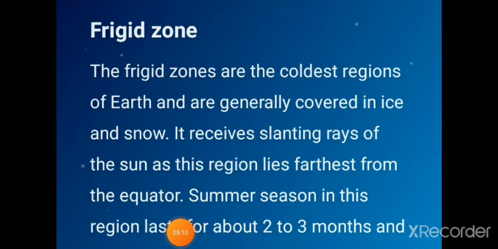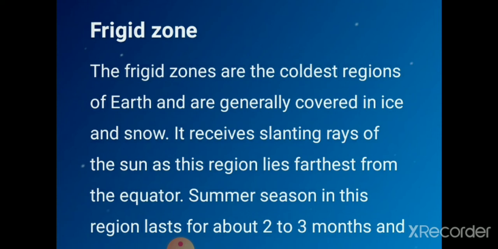The next zone is the frigid zone. The frigid zones are the coldest regions of the earth and are generally covered in ice and snow. Do you remember, when the sun's rays are slanting, what's happening? It means the light is less, so the heat is also less. Because of that, that area is the coldest region of the earth. It receives slanting rays of the sun as this region lies furthest away from the equator.